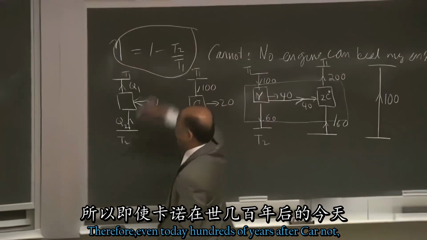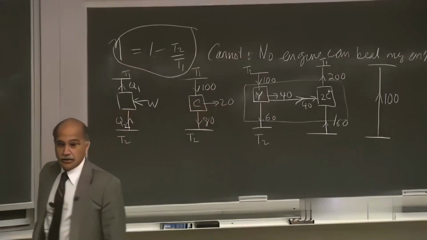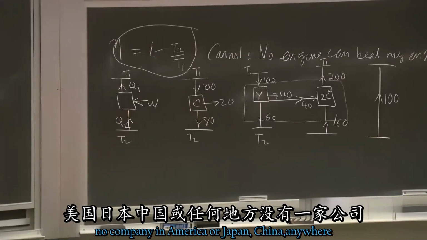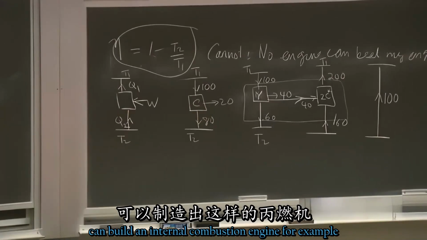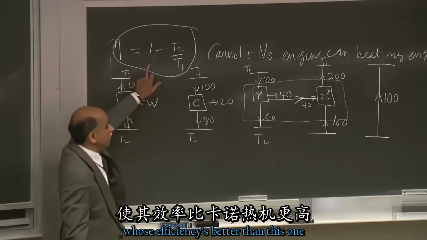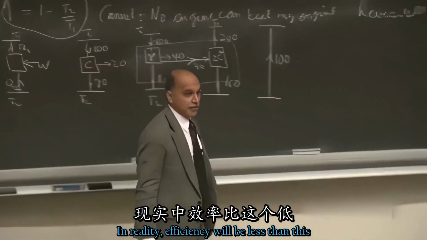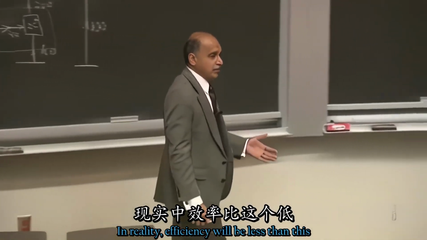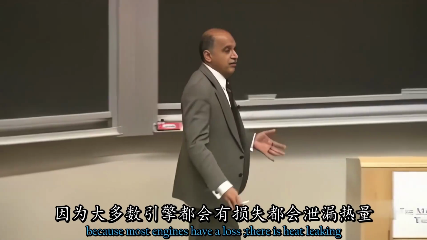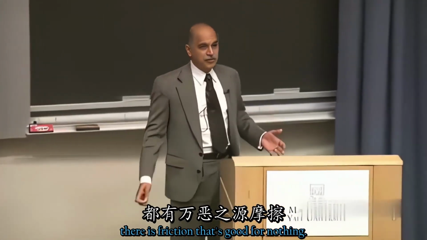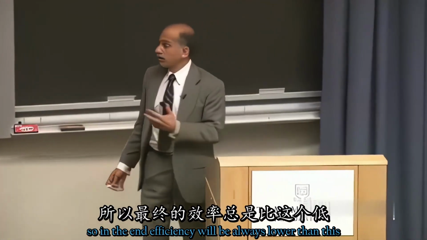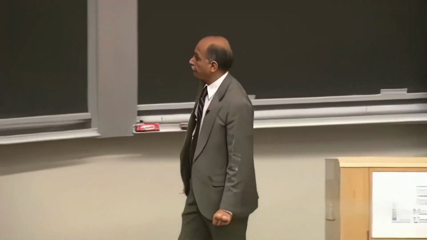Therefore, even today, hundreds of years after Carnot, no company in America or Japan, China, anywhere can build an internal combustion engine, for example, whose efficiency is better than this one. It's a theoretical maximum. In reality, efficiency will be less than this because most engines have a loss. There is heat leaking out, there is friction that's good for nothing. So in the end, efficiency will always be lower than this.